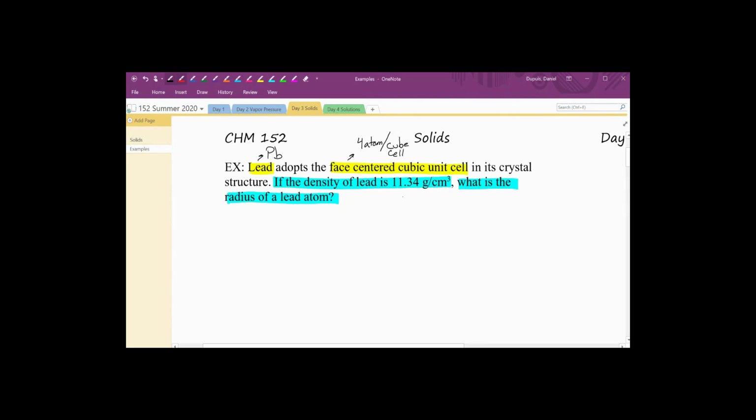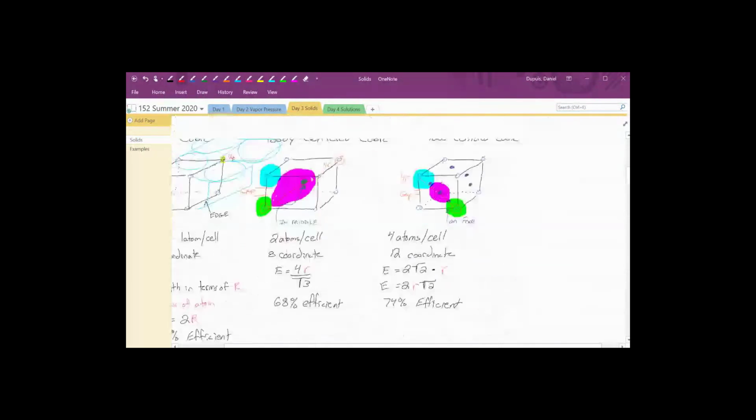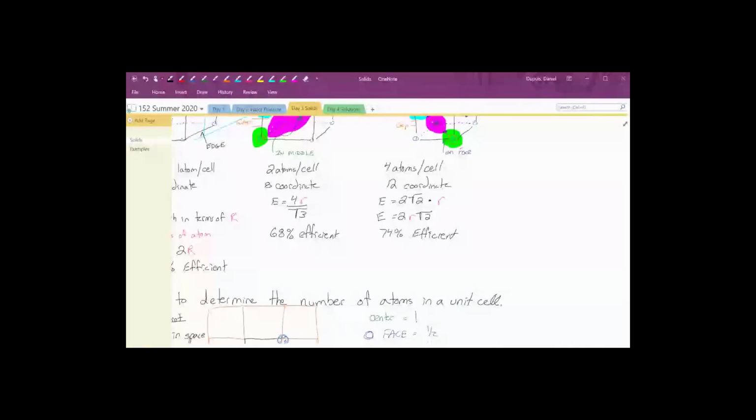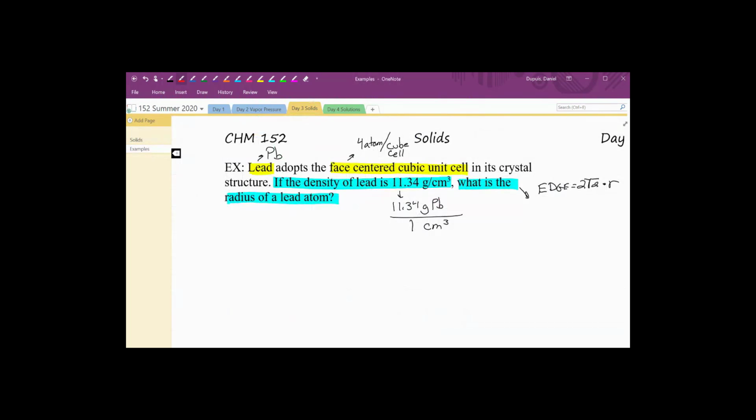All right, the density would be 11.34 grams of lead per 1 centimeter cubed. Radius, so edge equals 2 square root of 2 times the radius. You can look that up, right? That's just from the notes here. All right, 2r square root of 2. 2 times square root of 2 times r.